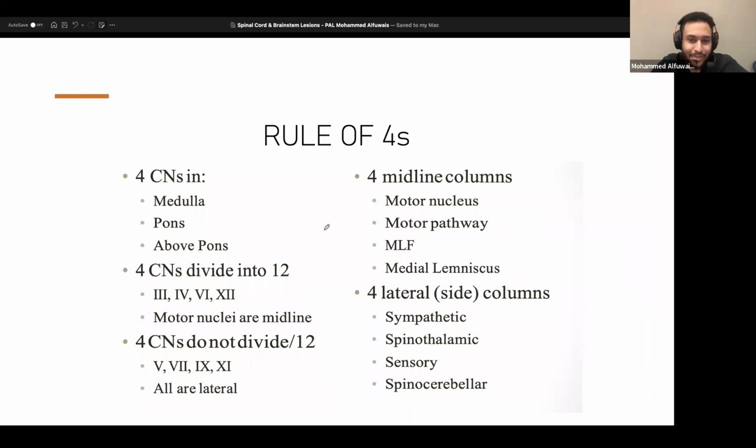And now I'll go to the tracts, okay, or what happens in the midline. So in the midline, you'll have the motor nuclei. Which motor nuclei again are in the midline? Three, 4, 6, and 12. Excellent. Good. So then you have the motor pathway. The motor pathway is through the corticospinal tracts, the same corticospinal tracts that we had in the spinal cord. They're descending down through the anterior parts of, for example, the pons, through the medulla, and it will decussate at the lower part of the medulla and descend down.